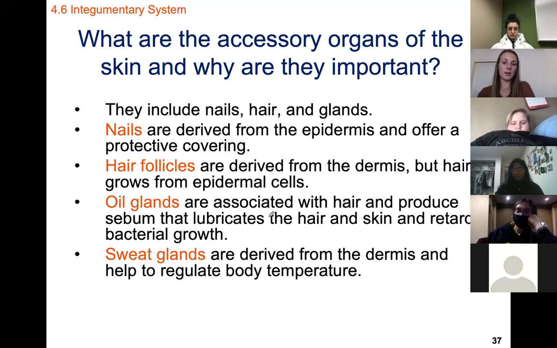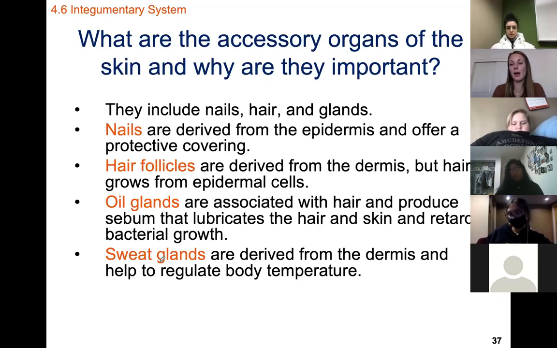Your oil glands are associated with hair and produce sebum that lubricates the skin and hair. I don't like that word, but it kind of reflects bacterial growth. What that means is that if there's bacteria on your hands, you can get that from touching a doorknob or using a public water fountain or things like that. It helps to keep those pathogens and that bacteria away from your skin and getting into your internal organs. And then your sweat glands, they're just helping with body temperature.